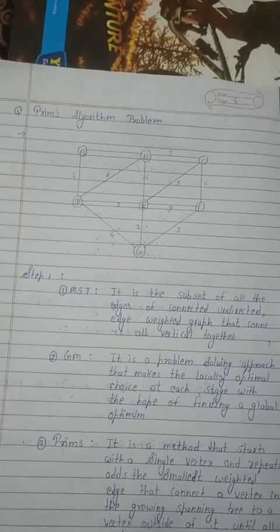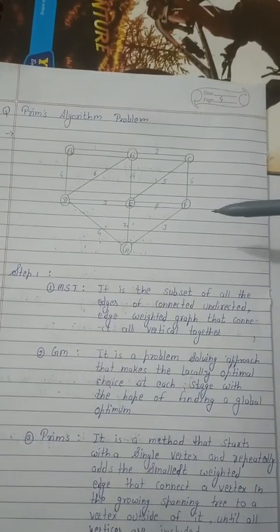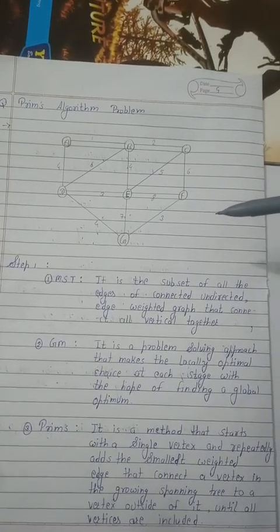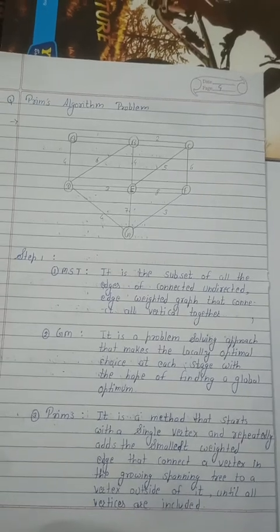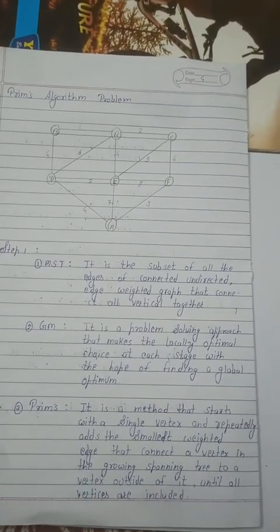Now my second problem is Prim's algorithm problem. This is my graph and the given question has 7 nodes and edges and their weights. In this, step 1 is the definition of MST, greedy method and Prim's.